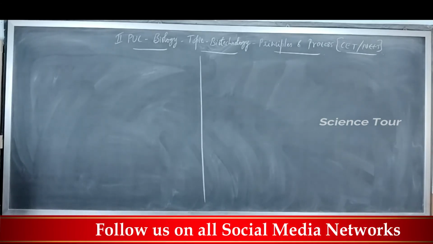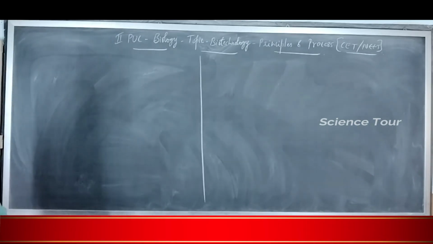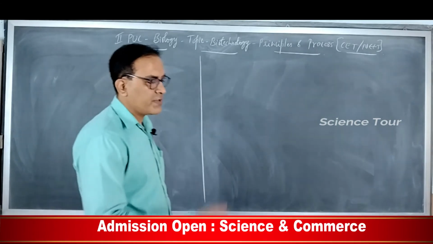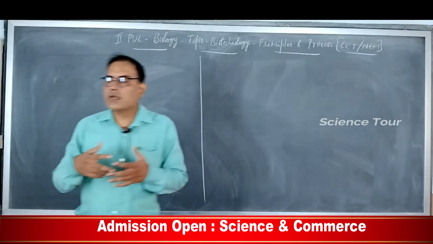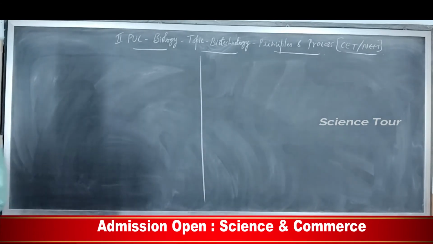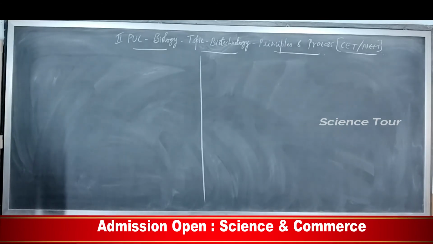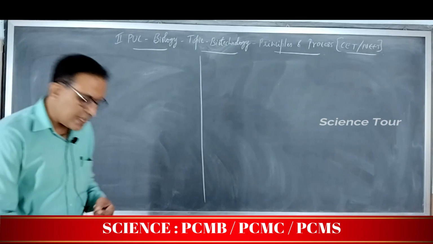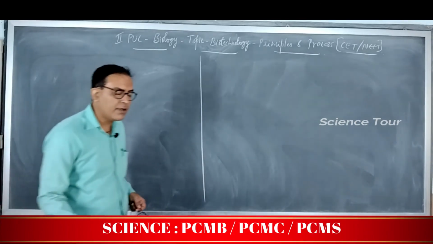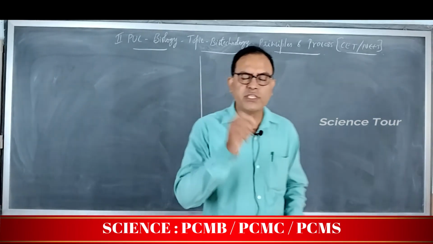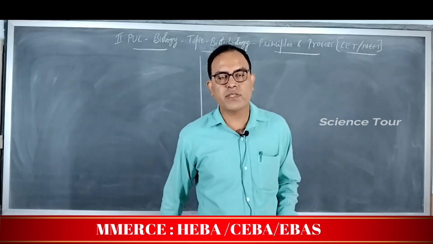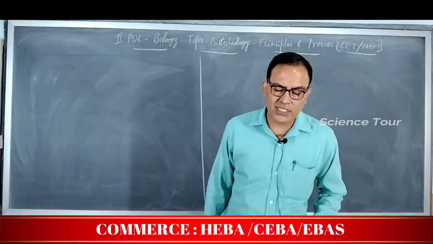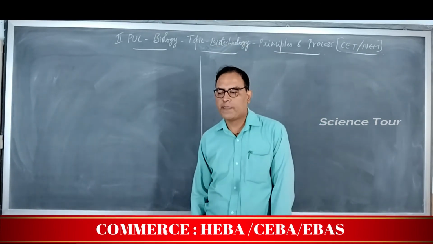So what do you mean by elution? The separated fragments of the DNA in the gel electrophoresis are cut out from the agarose gel and extracted from the gel piece, and this extraction from the gel piece is called elution. One more important concept from this particular chapter, biotechnology principles and process.